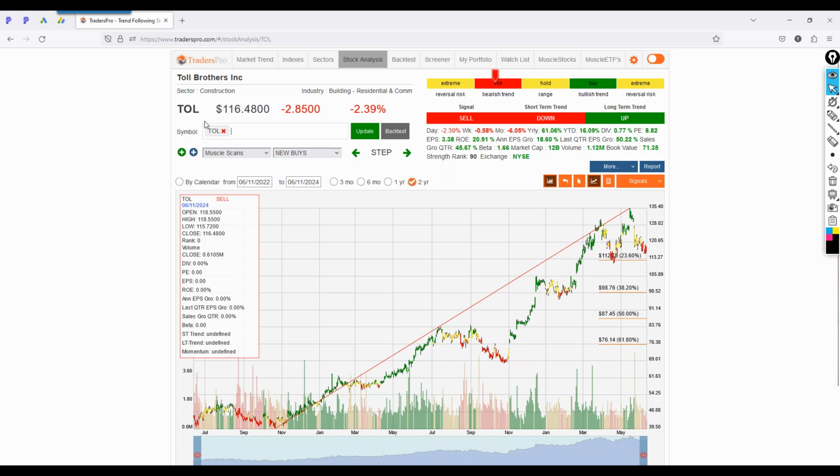Okay, Toll Brothers also tells us a little bit more about the interest rates, because they are a home builder and it's going to be very interest rate sensitive based on mortgage rates. So they may be pausing here just a little bit as some of the Fed numbers and interest rates are still in play going forward for the next few days and weeks.